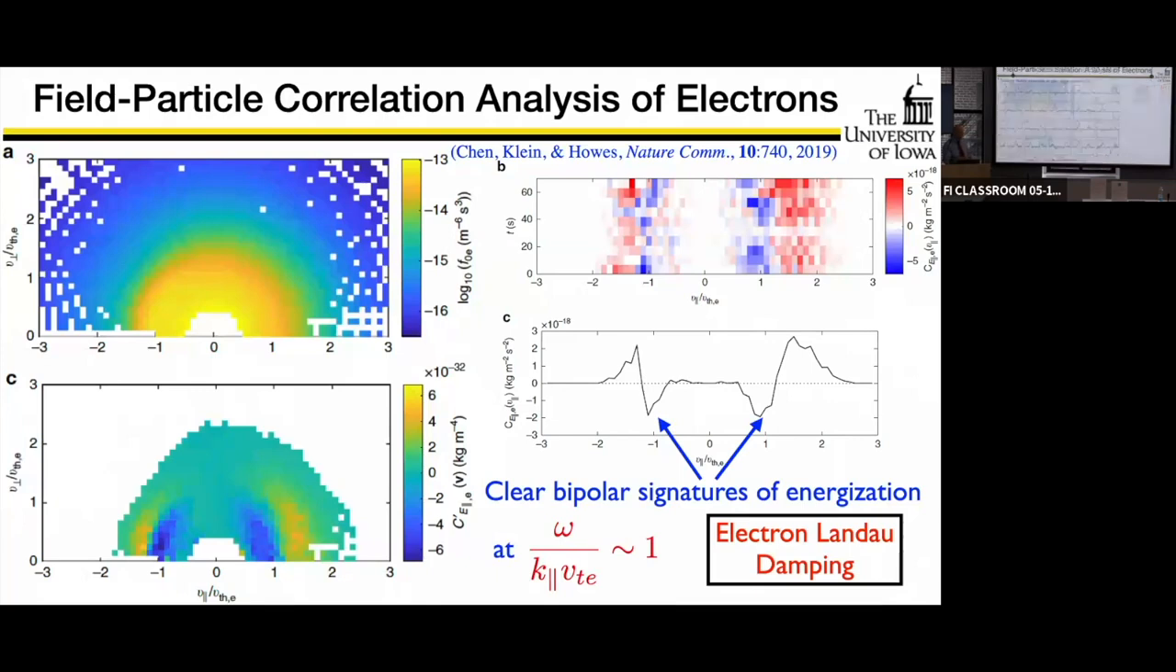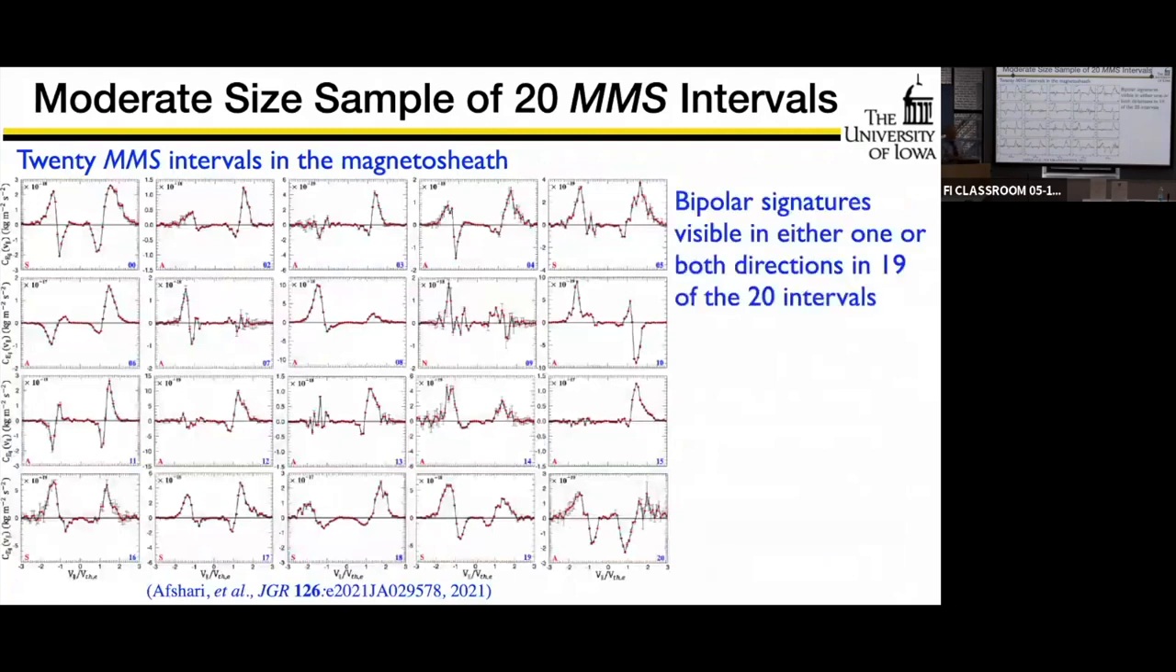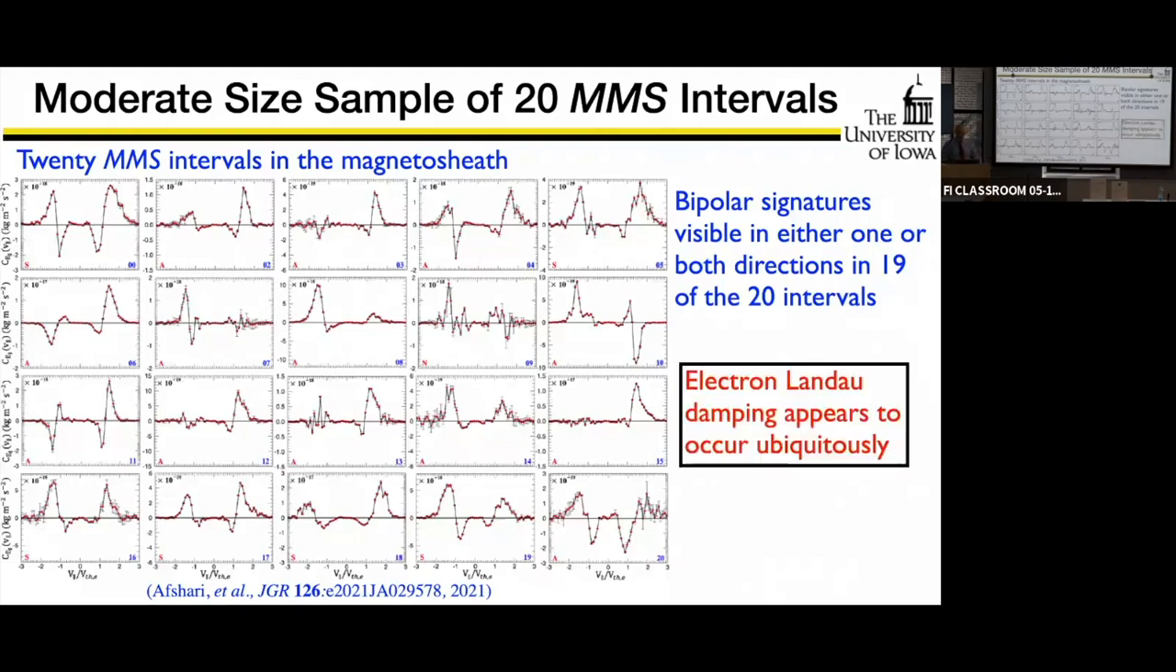Later, a graduate student of mine extended this work and looked at 20 different intervals using the same technique. And we found these bipolar signatures either on both sides like we see here or on one side like we see there in 19 of the 20 intervals. So it tells you that this electron Landau damping is actually happening pretty ubiquitously out there in the magnetosheath.